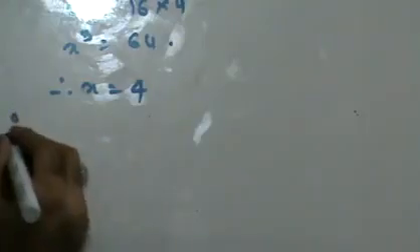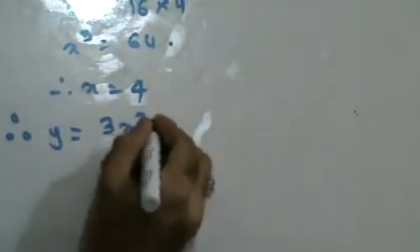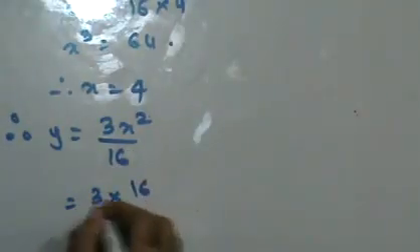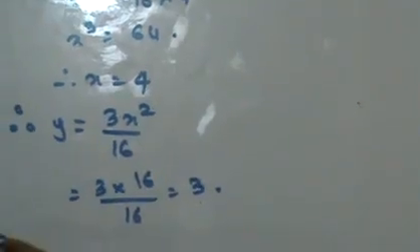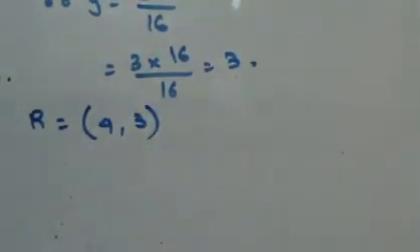Once I get the value of x, then I can find out the value of y. Therefore y is nothing but 3x square by 16. So 3 into 16 by 16, so y is equal to 3. That means my point of intersection R is going to have coordinates 4, 3.